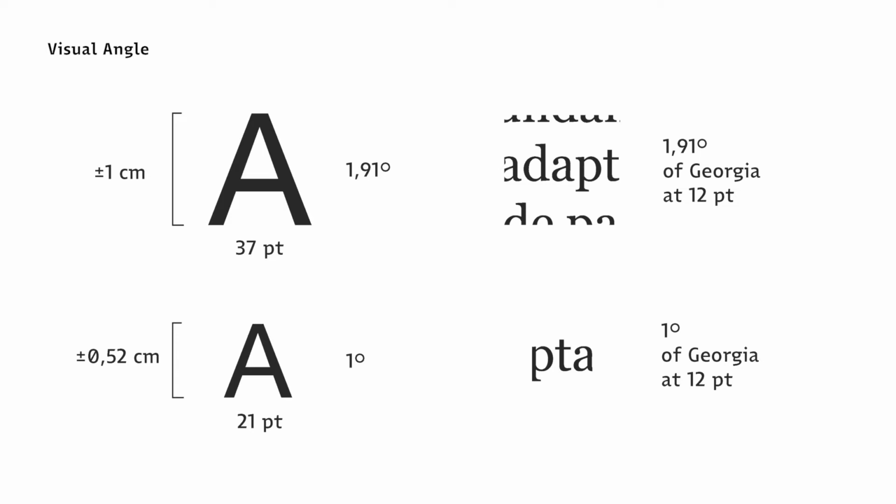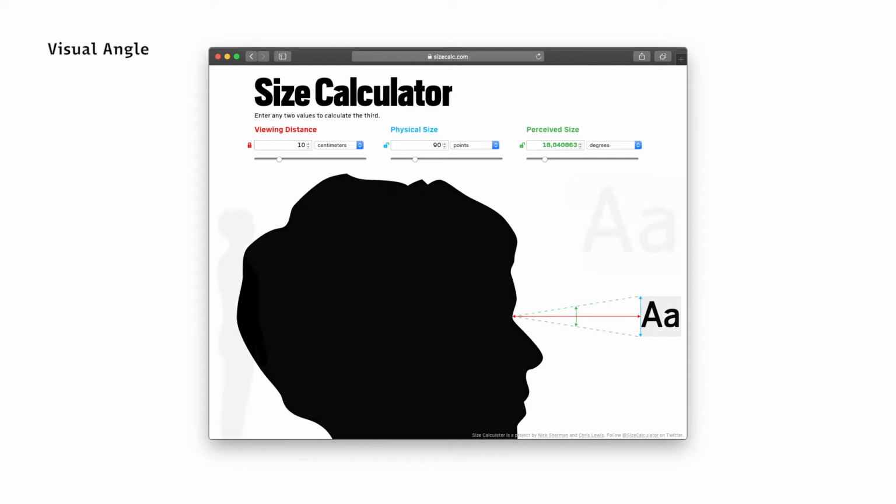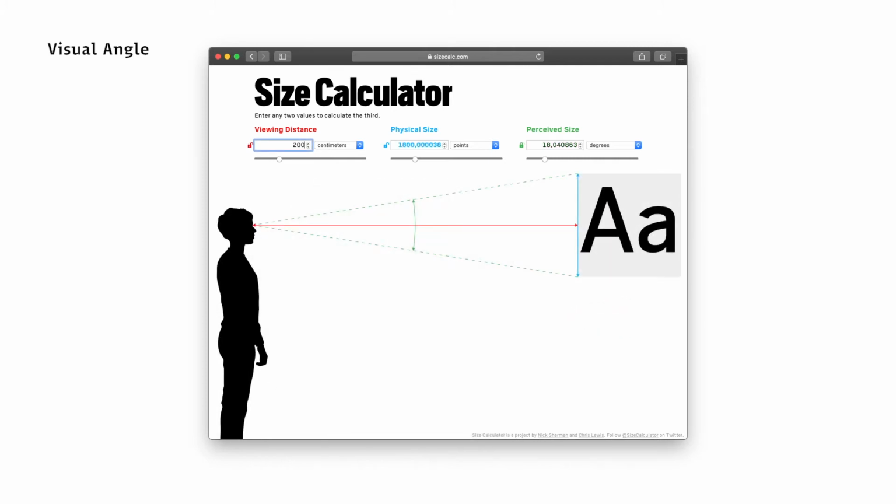Okay. However, as I said, the moment you alter the distance or the size, things change. So, for example, when you see text at 90 points at a distance of 10 centimeters, it looks the same as 1,800 points at 2 meters, which is around 18 degrees. I hope this makes sense. If you want to calculate the visual angle in relation to type, Nick Sherman and Chris Lewis have developed an awesome site called sizecalc.com that, of course, I use all the time.